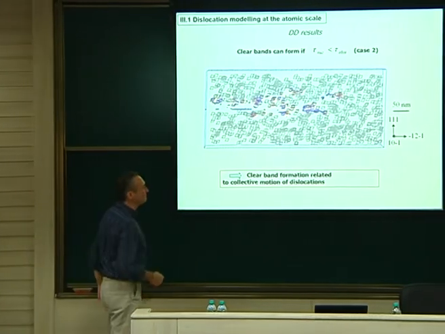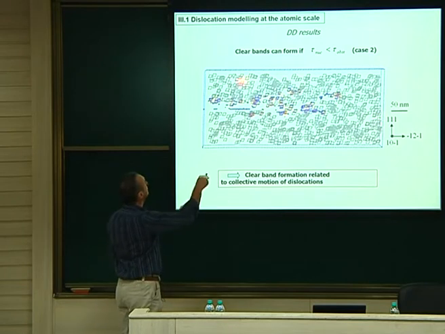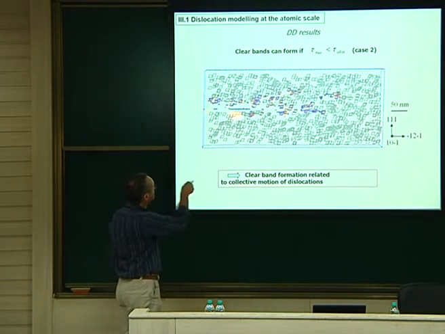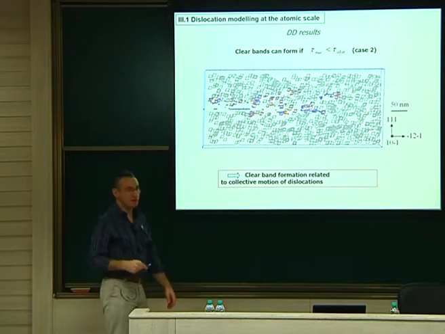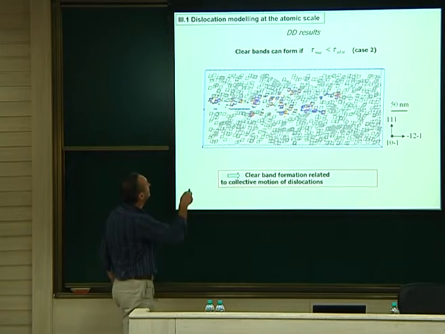Again, I told you that this was a PhD. So here I look at the big simulation with many, many loops. When they are gray, it means that they are sessile. They cannot move. I put a source out here, which was emitting loops inside. And you see that now when they reacted with the defects, some have been freed, so they have colored now.